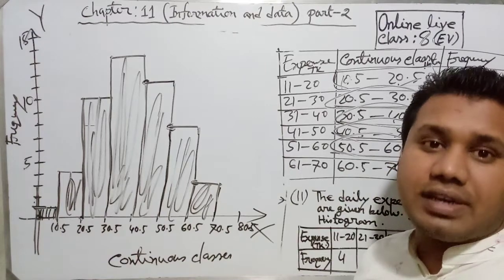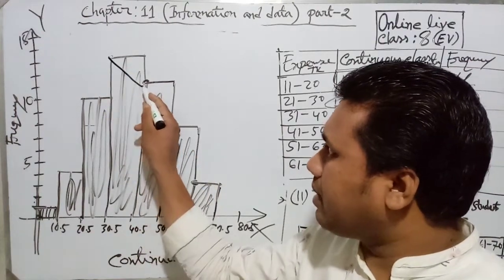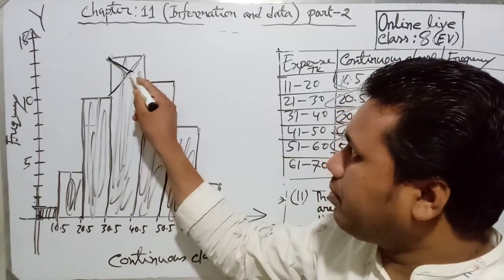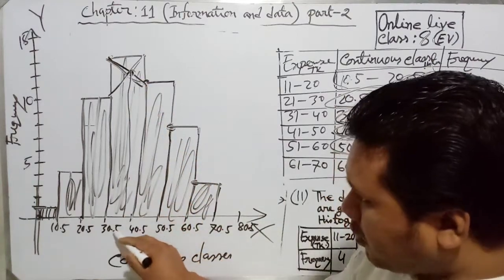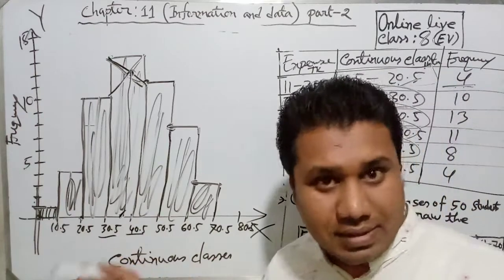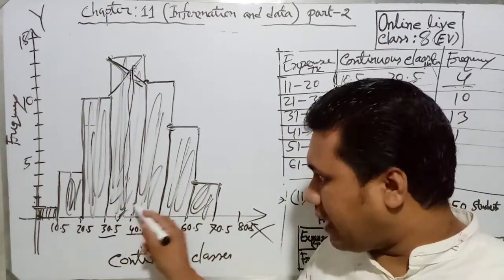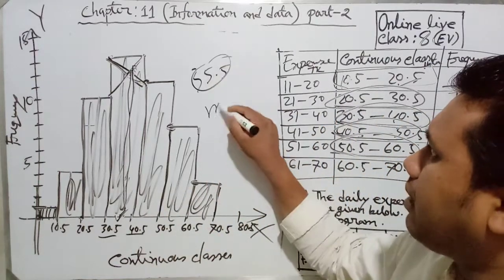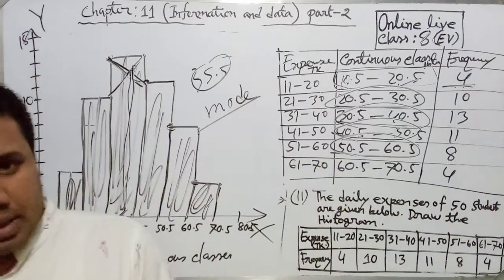Now dear students, by using the histogram we can find the mode. How? This maximum and this maximum you can join, and these two you can join. Now it will be the mode. Look, suppose this is 30.5, this is 40.5, and suppose this is 35.5 or something. By using your graph paper you will find the numbers. Suppose it is 35.5, so it will be our mode. So by using the histogram also we will be able to find the mode.